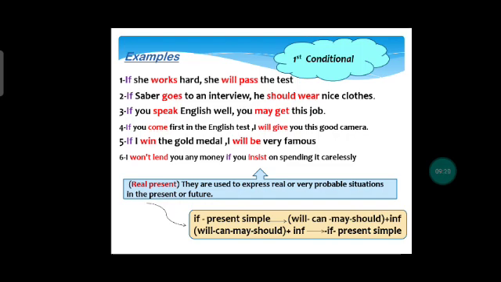As we said before, we use the first conditional to talk about the real present. They are used to express real or very probable situations in the present or future. Something which is very likely to happen in the present or future. If, present simple, will, can, may, should, infinitive, or it's adjective to infinitive, or imperative, or let's, or you'd rather, you'd better. All these in the main clause.